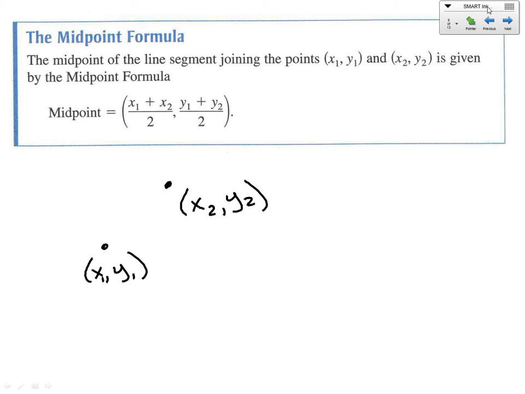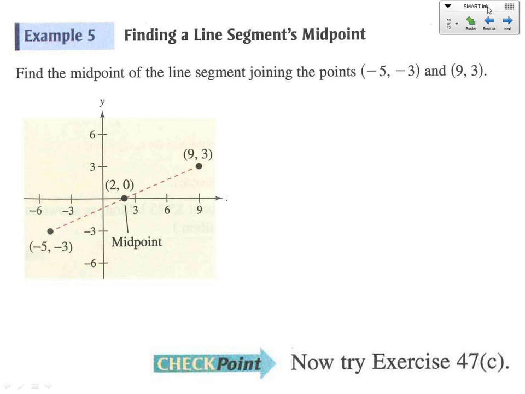Our job is to figure out that halfway point. And so it's just averages. We're going to average the x values, which is what we're saying here, and then we're going to average the y values to find the coordinates of our new middle point. So let's give this a shot.